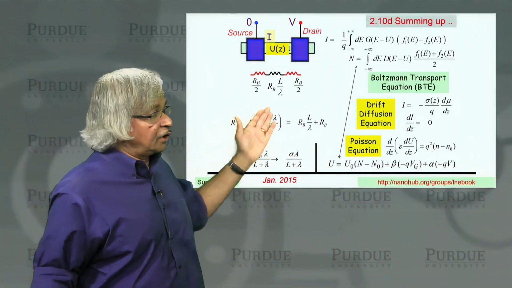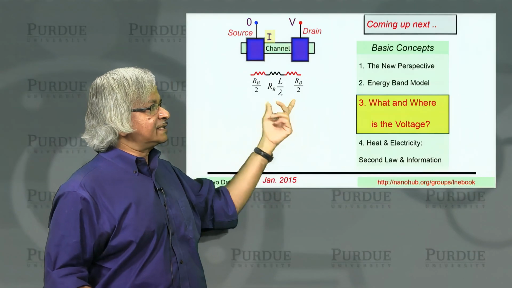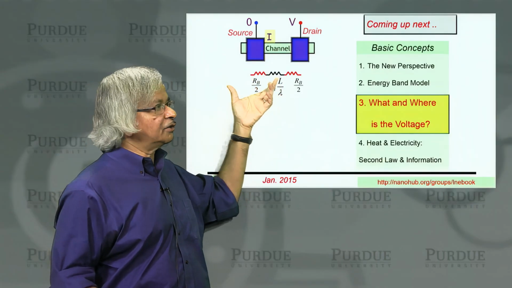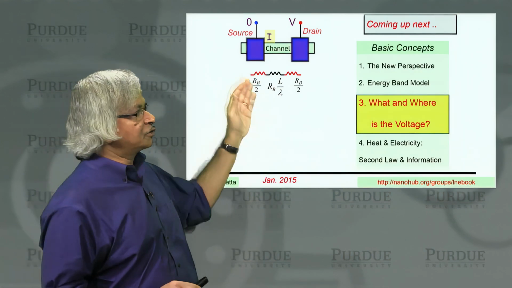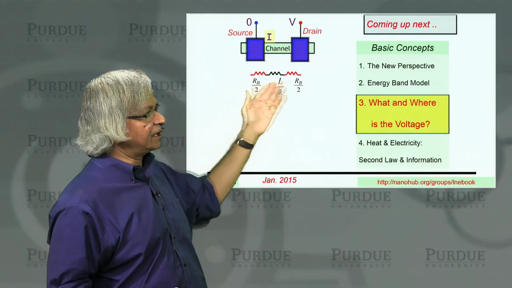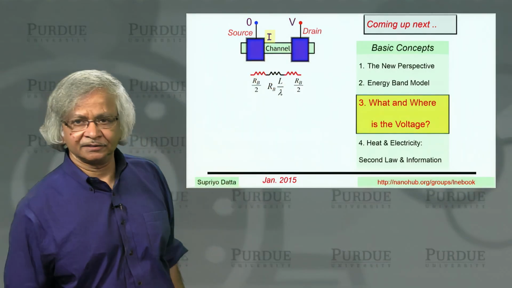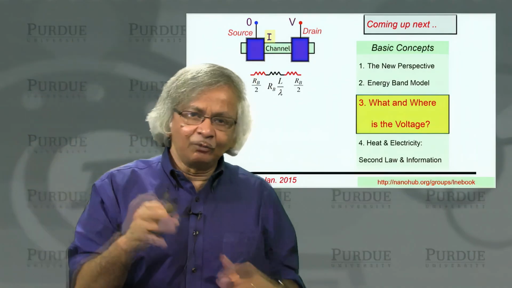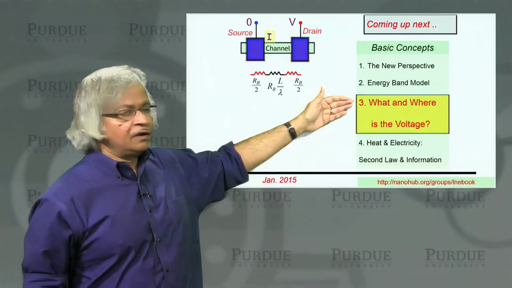Now, the part we haven't talked about then is that this extra ballistic resistance is actually associated with the interface. And in order to understand that, we need to talk about how the potential changes inside a device. Because when you run a current, as you know, anytime there's a resistance, there's a voltage drop across it. And so that's what we'll be doing in Unit 3. That is, what and where is the resistance, or equivalently, what and where is the voltage.